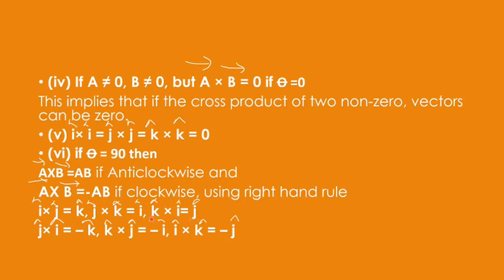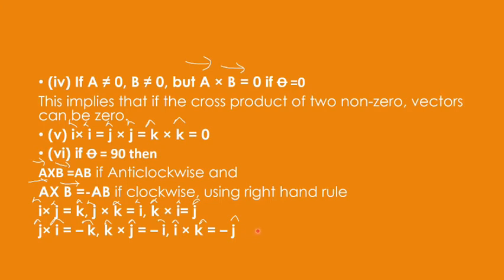But if I change the direction, meaning in place of i cross j, I go from j cross i, I get the result minus k cap. Similarly, k cross j comes out minus i cap. And i cross k, if I take it, comes out minus j cap.